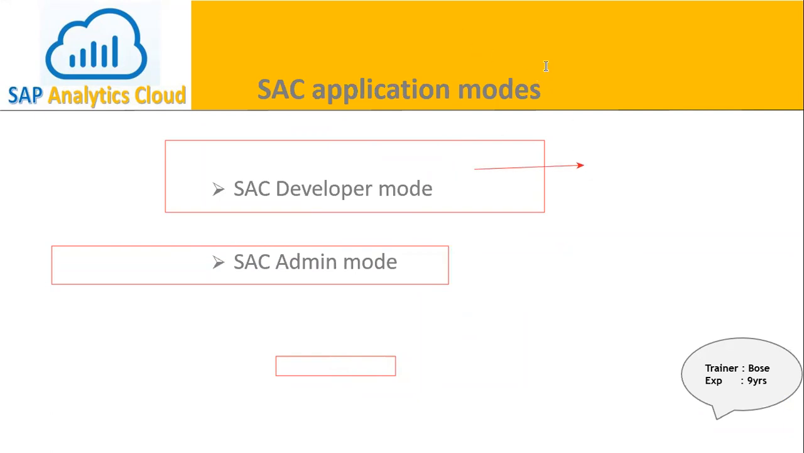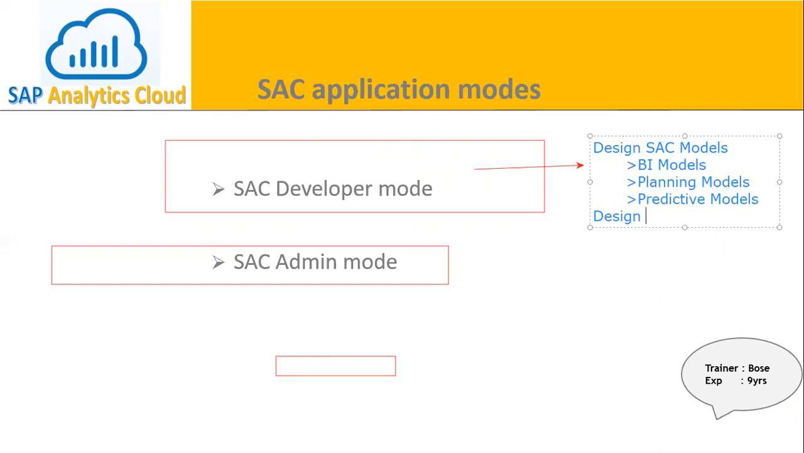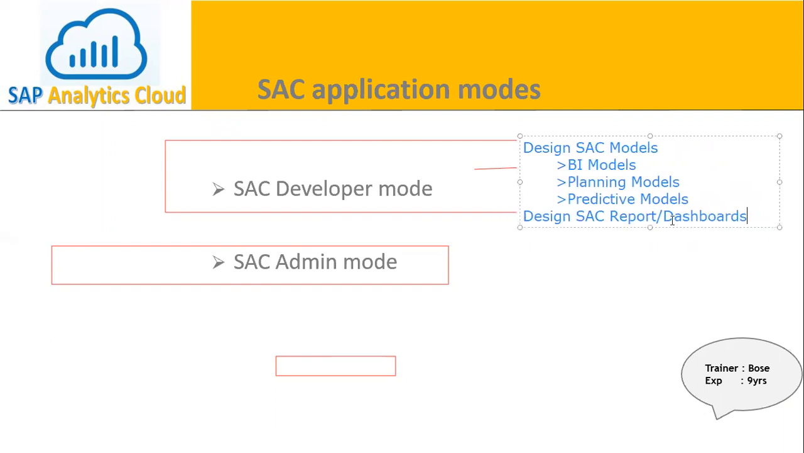As a developer, we have to define and design SAC models. These models can be BI models, planning models, and predictive models. And we design reports or dashboards in general terminology, but we don't use this terminology. Instead, I simply say stories.